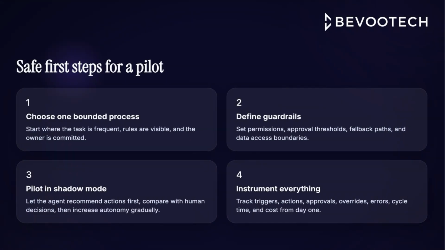Safe first steps for a pilot include choosing one bounded process where rules are visible and the owner is committed. Define guardrails by setting permissions and approval thresholds. Pilot in shadow mode, letting the agent recommend actions and increase autonomy gradually. Finally, instrument everything to track triggers, approvals, errors, cycle time, and cost from day one.